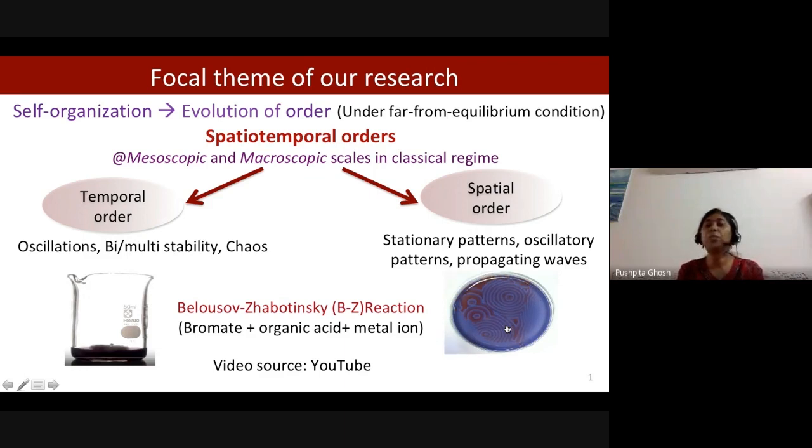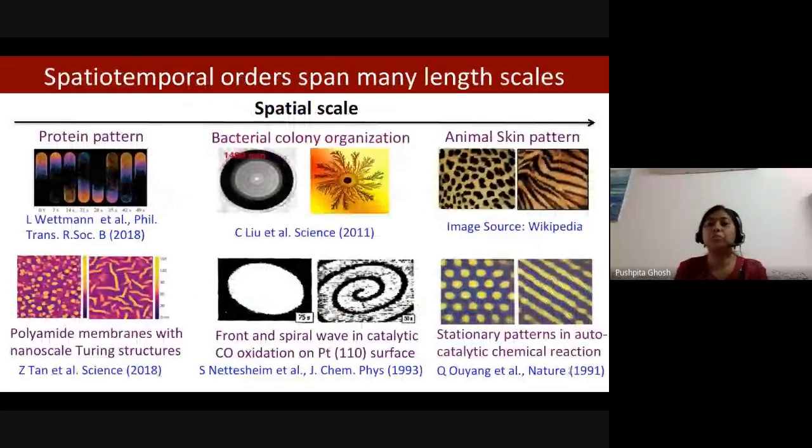So overall, these things we put under a common umbrella, we talk about spatiotemporal orders, and my research is mostly oriented toward understanding these spatiotemporal orders in complex systems. And this is not a simple example. There are many examples where you could see the signature of spatiotemporal orders across nature in different domains. And this spatiotemporal order also spans various length scales.